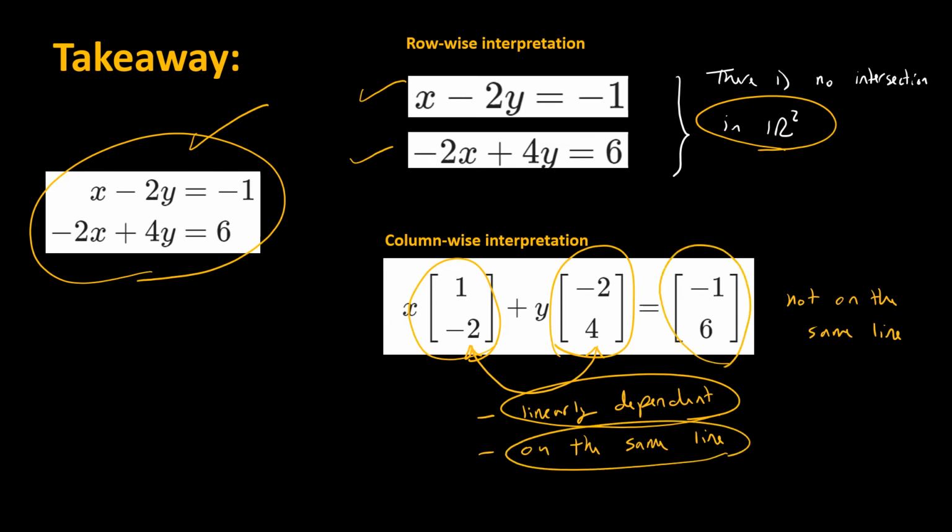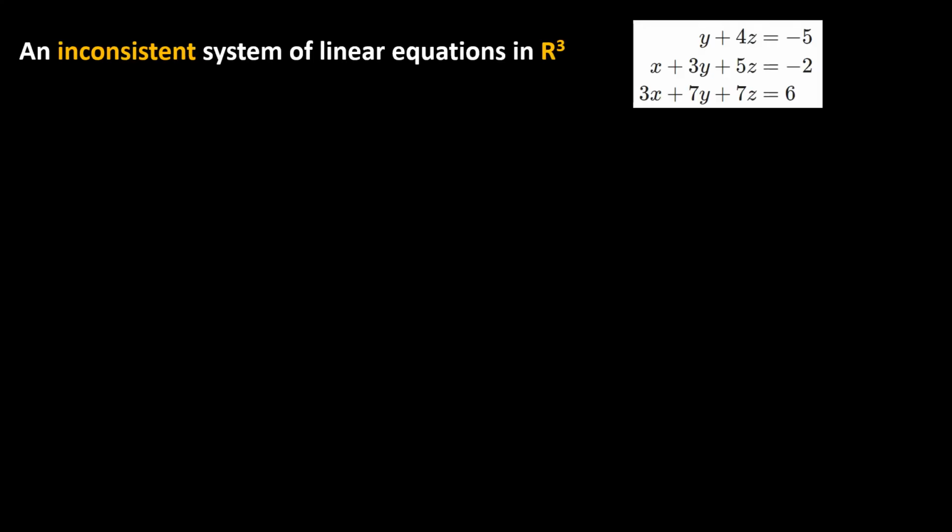However, the constant vector that we are dealing with is not on that same line. That's why we have no solution. Now consider a system of linear equations in R3. We want to see if this system is inconsistent or not.